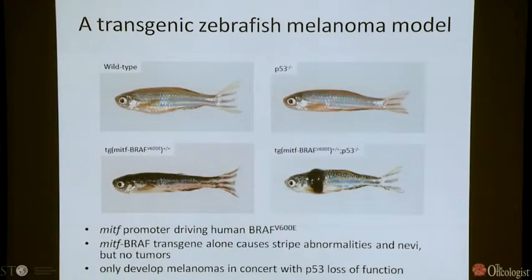Now, interestingly, these animals by themselves never went on to develop melanoma, except in extremely rare cases. But when they were crossed with a p53 loss of function mutant, these are the animals that resulted. I'll refer to these as the BRAF p53 model because they developed very aggressive invasive melanomas in addition to other pigmentation and stripe abnormalities. And so we began looking at this model in great depth.